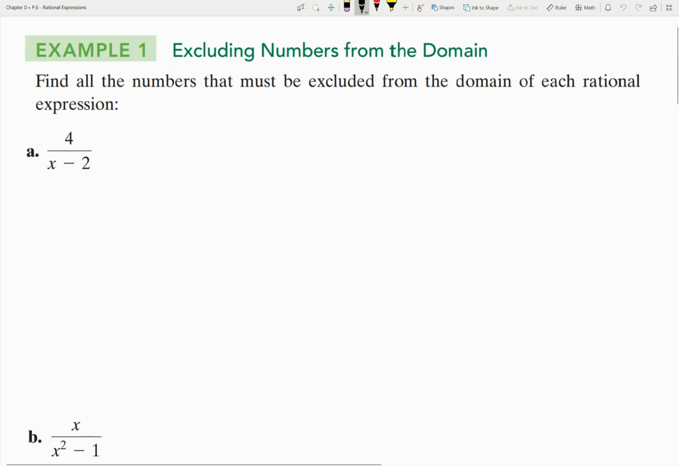So let's look at a few of these and find all the numbers that must be excluded from the domain for each rational expression. Anything that makes the denominator equal to zero must be excluded. So I can just take the denominator and set it equal to zero. Solving for x gives me 2, which means that for part A, x cannot be equal to 2. So we would write the expression, comma, x is not equal to 2.